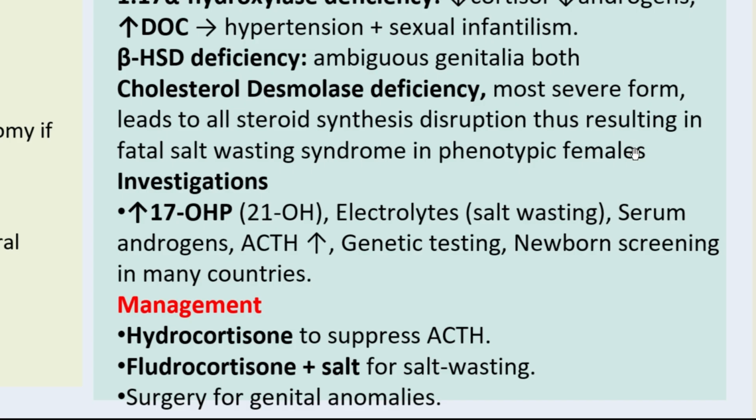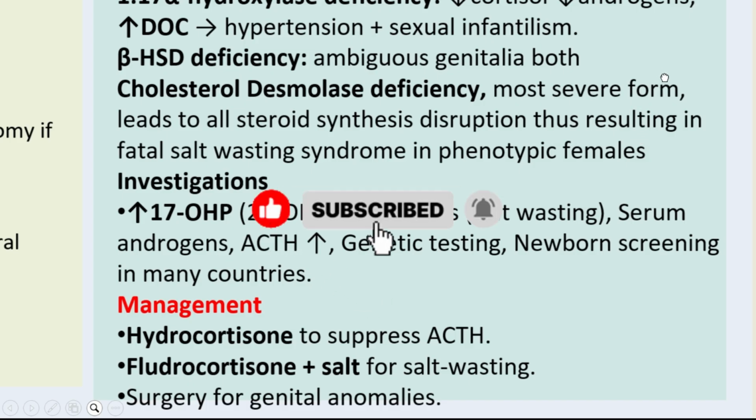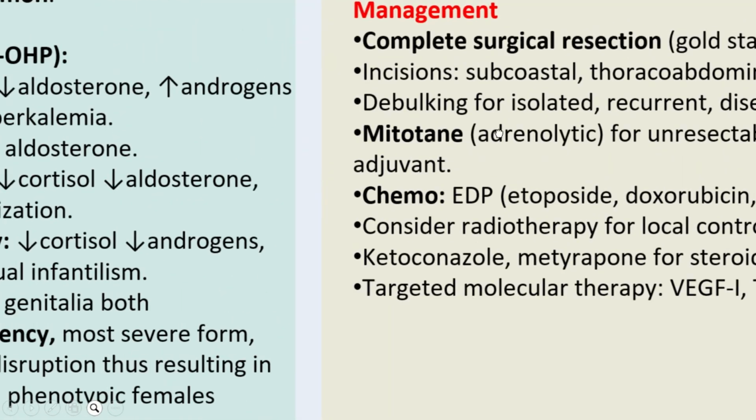So the management is that you're going to give hydrocortisone, that's the steroid to suppress the ACTH axis. And you may need to give fludrocortisone, that is for the mineralocorticoids, for the salt wasting types. And then you may need to do surgeries for the genital anomalies, because the children a lot of times are going to have ambiguous genitalia.